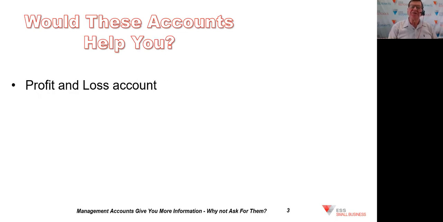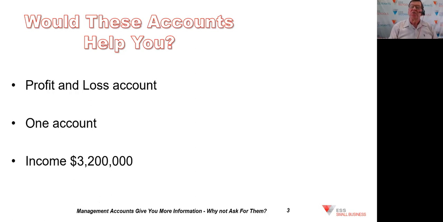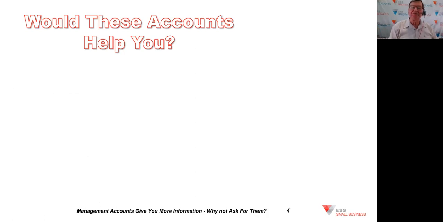So would it help if your profit and loss account, rather than being in one account where everything is just thrown in together? I'm just going to show you what a one account looks like. It might show gross income of $3.2 million, no indication as to where that came from. The business could well have 6 or 7 different income streams, departments or activities.